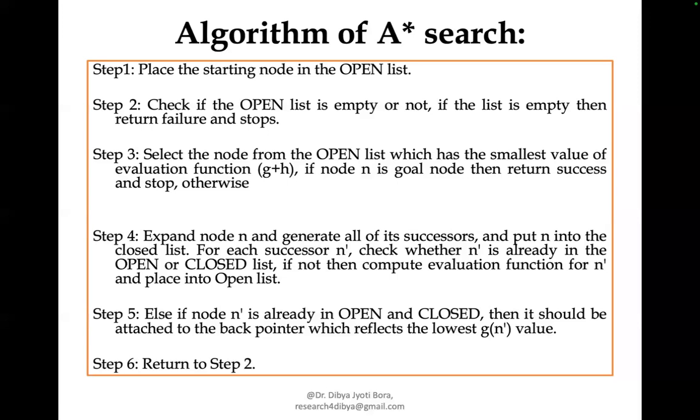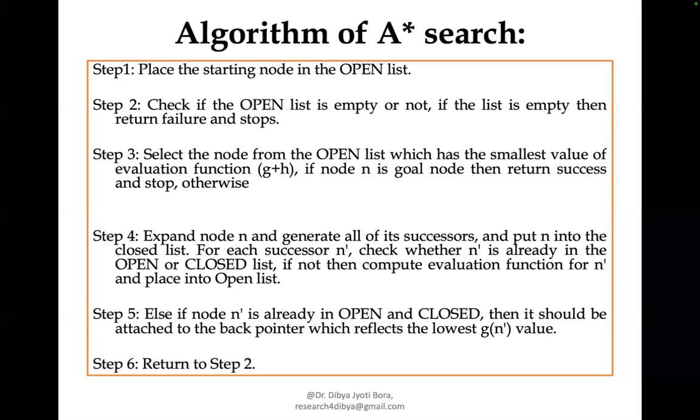Otherwise, we come to step 4: expand the node n and generate all of its successors and put n into the closed list. जब हमने n को expand किया, उसको हमने रख दिया closed list में, right? For each successor, check whether it is already in the open or closed list. If not, then compute the evaluation function for it and place it into the open list. ठीक है? अब हर एक सक्सेसर के लिए हमने चेक किया कि क्या ये ओपन लिस्ट या क्लोज लिस्ट में ऑलरेडी है. अगर नहीं है तो इवैल्यूएशन फंक्शन के थ्रू उसका वैल्यू, फिटनेस नंबर, निकालेंगे, एंड उसको ओपन लिस्ट में रख देंगे.